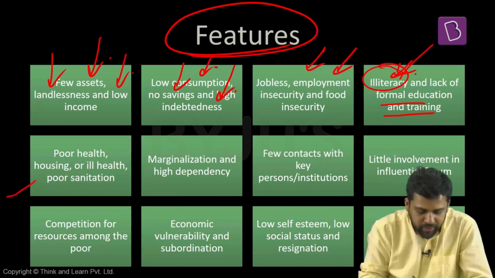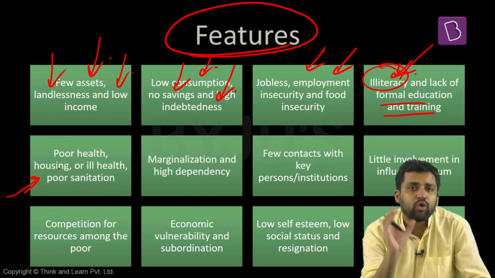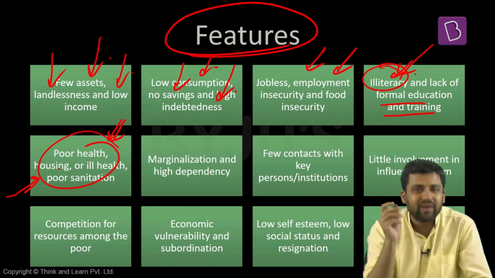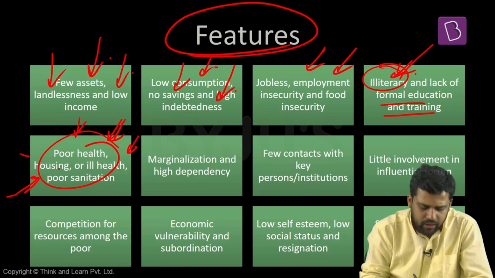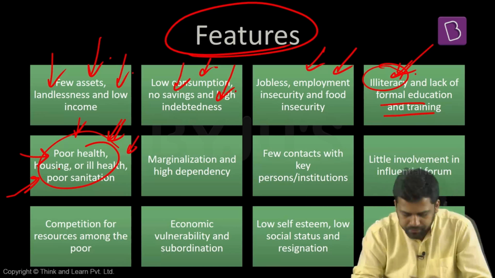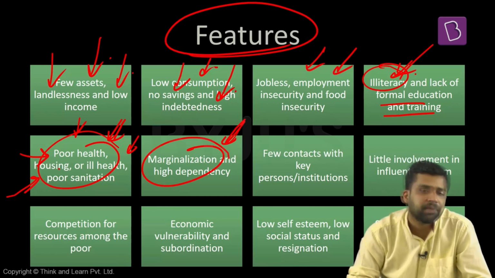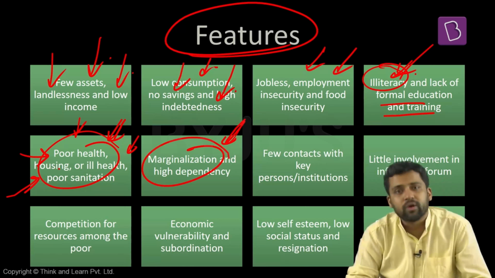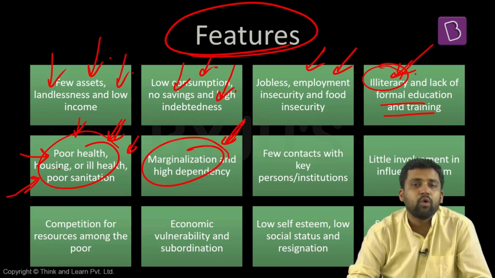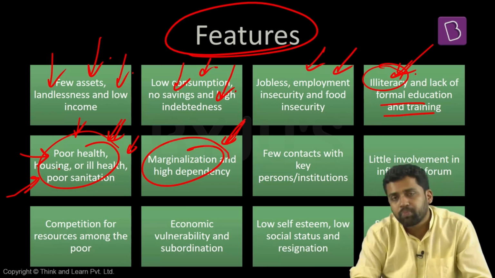training. You are illiterate. It means you are sick, but you are not able to afford healthcare. You are not able to afford drugs for your children when they require it. So poor health, ill health, lack of housing, all these things are manifestations of poverty. It also means marginalization. It also means high dependency. You are marginalized. You are dependent on someone, or you are dependent on some government scheme. There are people who are dependent on government schemes for their survival. Different social security schemes. They cannot afford to get all these things on their own. So they will depend on some schemes.